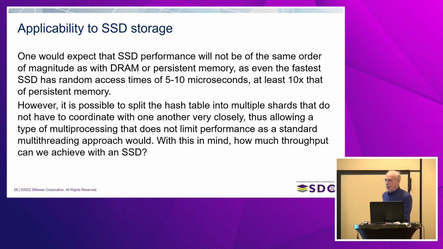However, one thing you can do, as I said before, is that multi-threading of a normal type won't work because there's too much overhead, but you can shard the hash table, and that's what I have done. So I have a multi-processing version that splits it into multiple shards that don't have to coordinate very closely, and it uses a batch method. Somebody talked about that in one of the discussions earlier. So you can batch a bunch of records for each shard, and then they work on them independently, then you synchronize once in a while. So how much throughput can we get with an SSD?